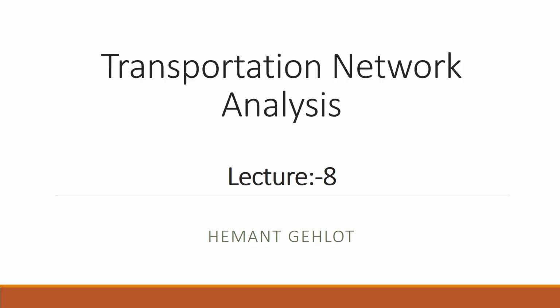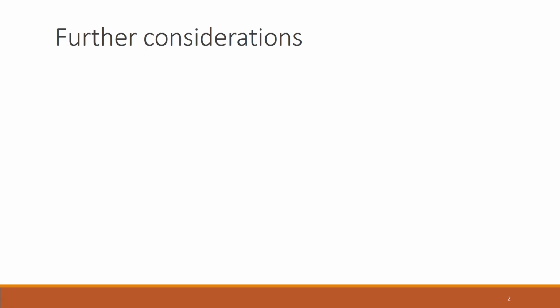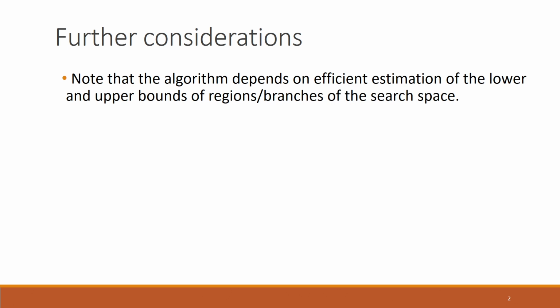Welcome to the 8th lecture of the course Transportation Network Analysis. In the last class we were discussing the branch and bound algorithm, and now we have come towards the end of that discussion. Let us take a look at a few considerations here. This branch and bound algorithm depends on efficient estimation of the lower and upper bounds of the regions or branches of the search space.